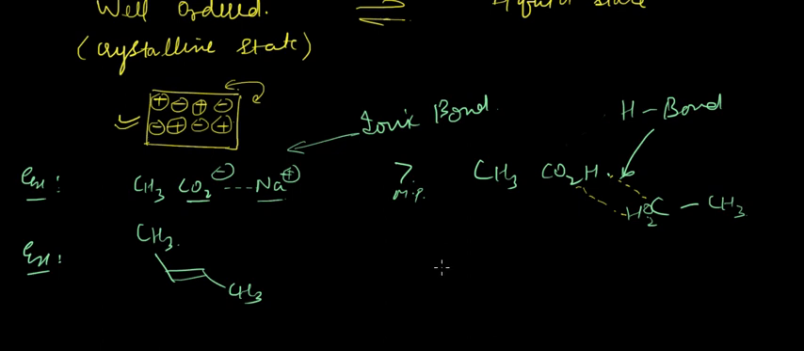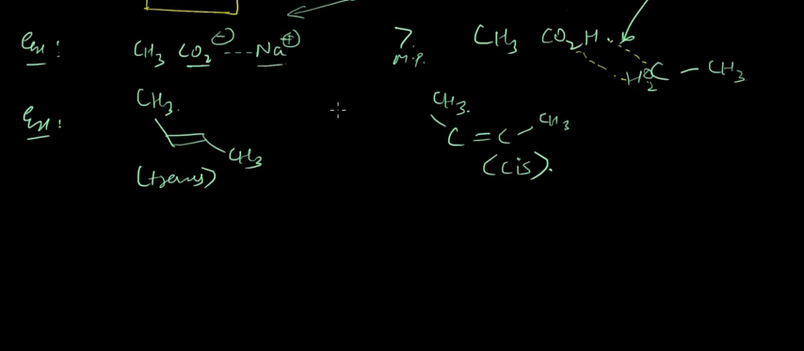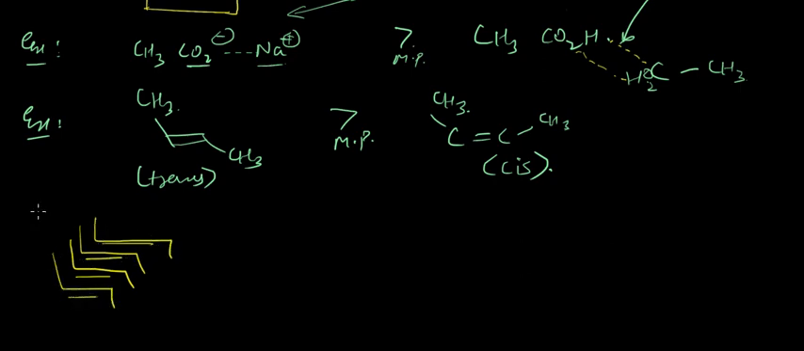Let's have a look at this example where we have this and this. This is trans-2-butene, and this is cis-2-butene. Which will have the higher melting point? This will. I'll tell you the reason: the voids, or intermolecular distances, between trans molecules of this compound are less. You can see that these can easily fit into each other in a stack. These are all the trans-2-butenes.